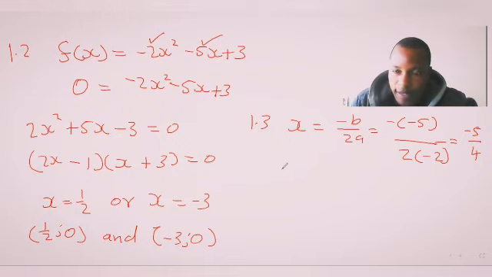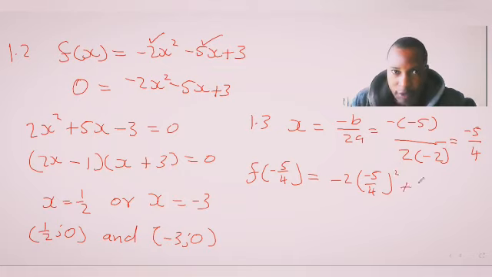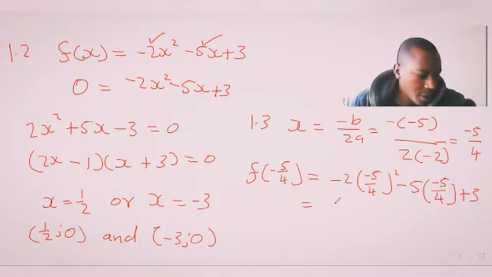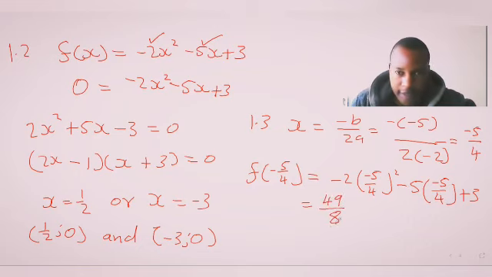Now to find the y coordinate, we need to sub in the x coordinate of the turning point. So that would be negative 5 divided by 4. I'm just going to sub in where there's x, the x coordinate, so negative 2 times (negative 5 divided by 4) squared, minus 5 times (negative 5 divided by 4), plus the 3. This in itself should give me a value of 49 divided by 8.